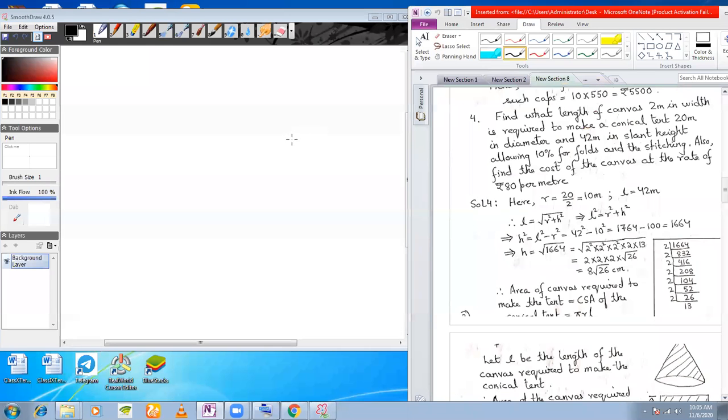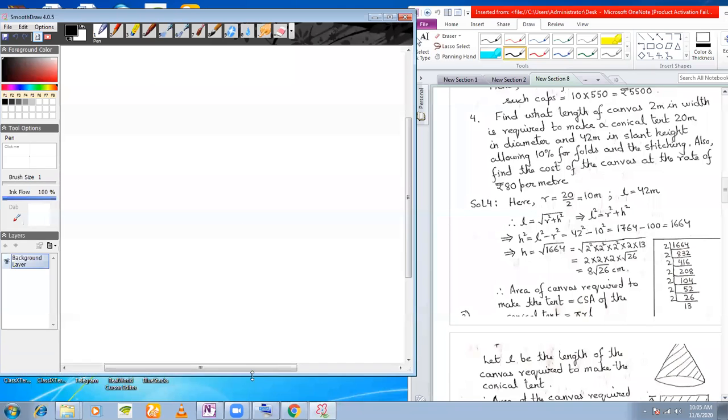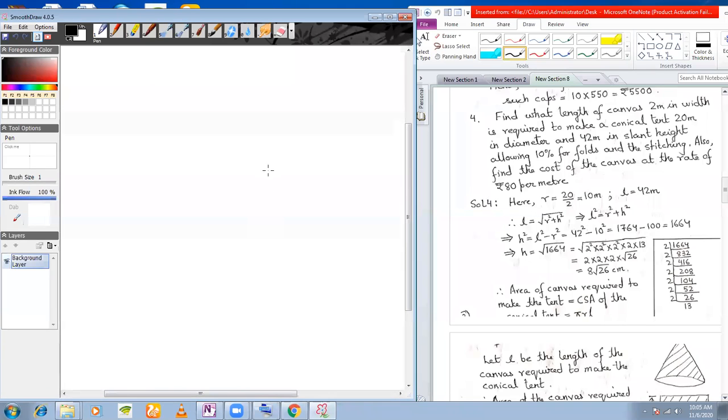First problem: find the length of the canvas, 2 meters in width, which is required to make a conical tent 20 meters in diameter and 42 meters in slant height, allowing 10% for the folds. What do you mean by 10% for the folds?